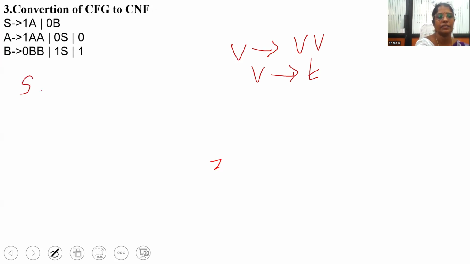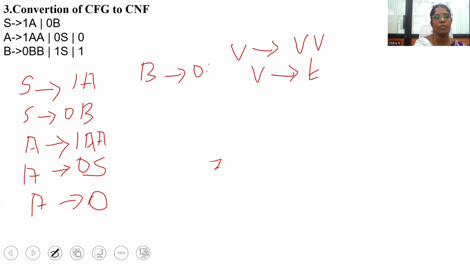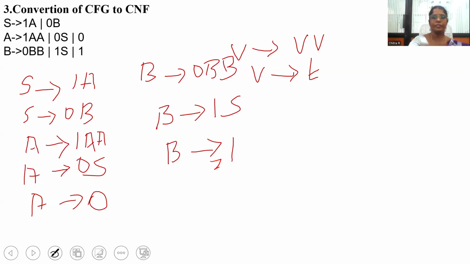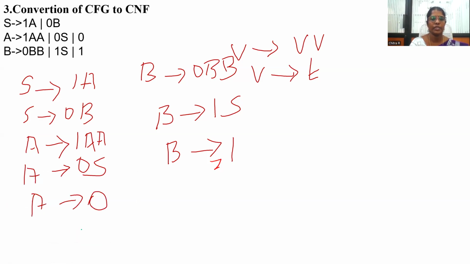First, write it as separate productions. S tends to 1A, S tends to 0B, A tends to 1AA, A tends to 0S, A tends to 0, B tends to 0BB, B tends to 1S, B tends to 1. Now check which productions are already in Chomsky normal form. No need to convert those productions. We move on to the next production.